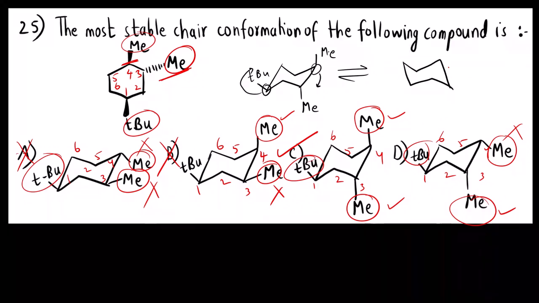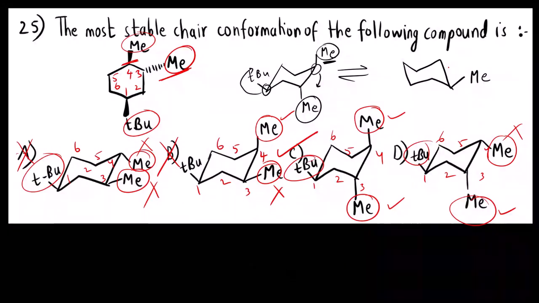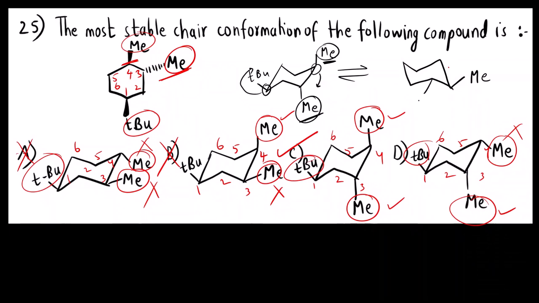Okay, so methyl is above the plane, it will remain above the plane. Axial group becomes equatorial, so here it will become like this. Then next, here methyl will become above the plane. Okay, methyl is above the plane. Sorry, methyl is below the plane, so it will be like this.